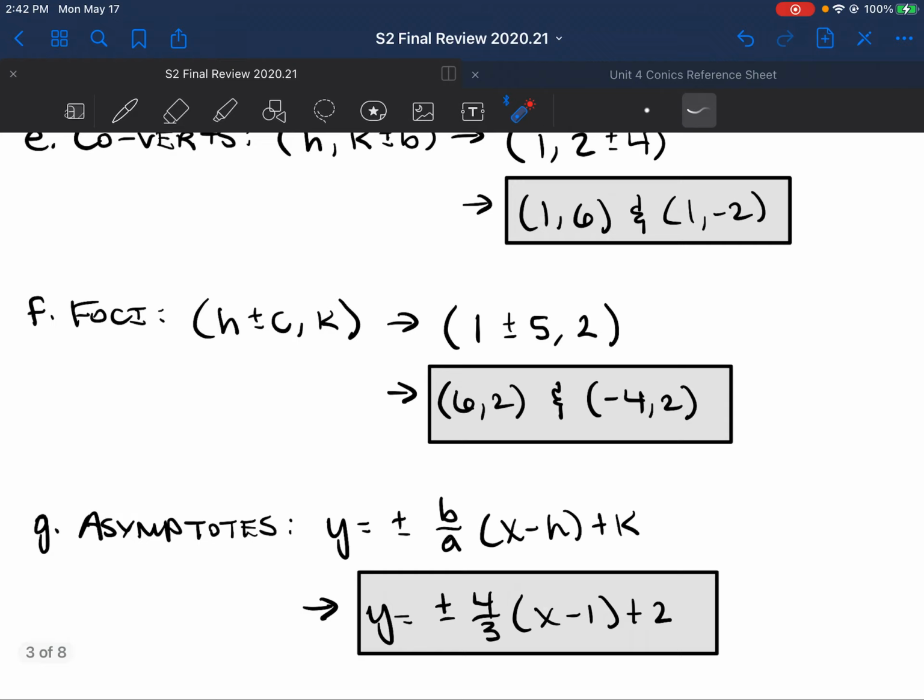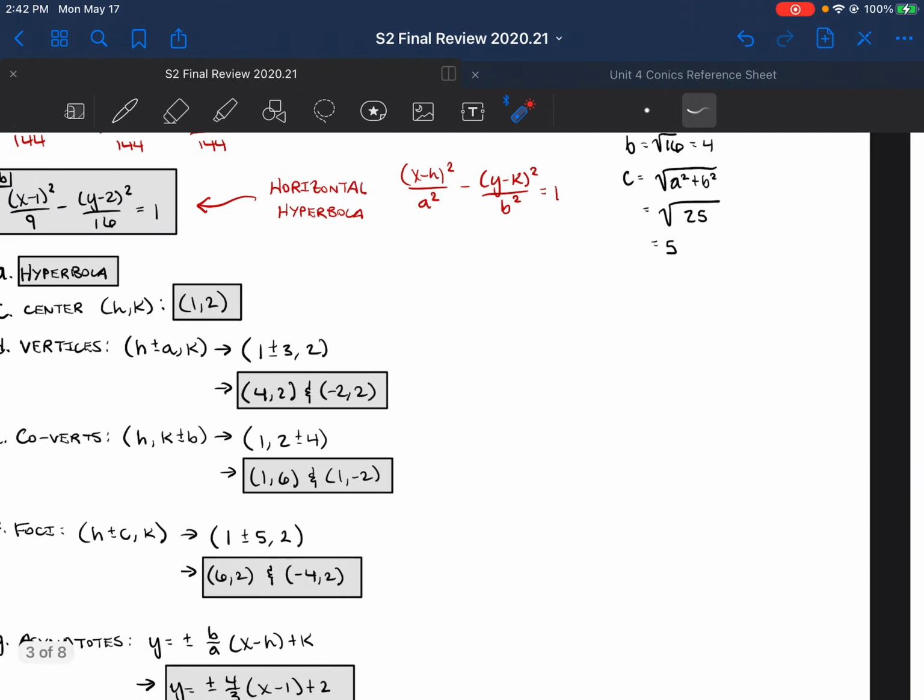The asymptotes for horizontal hyperbola are given by this equation right here. You don't need to get super fancy with this. You don't need to distribute the b over a. Just plug in the pieces. We know b is 4. We know a is 3. We know h is 1. And we know k is 2. Plug in the pieces and you're good to go. You got the formulas for your asymptotes.